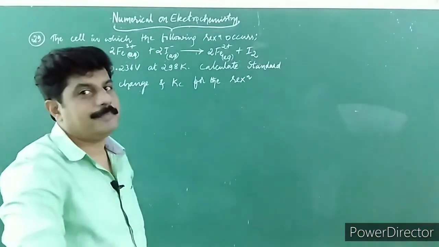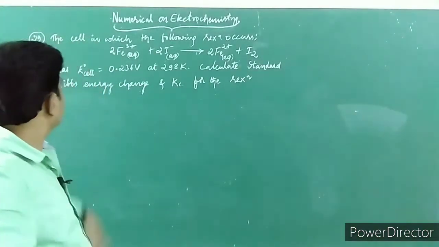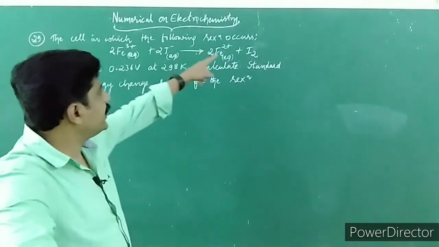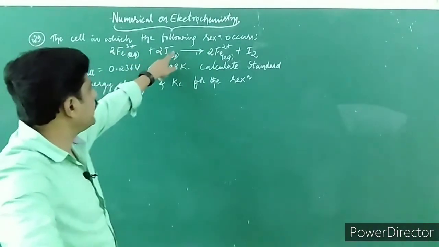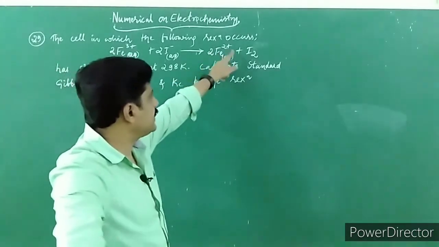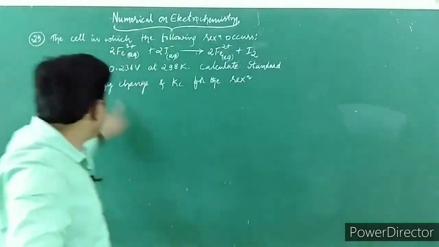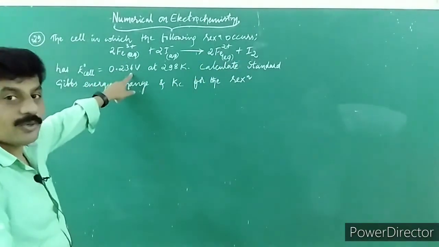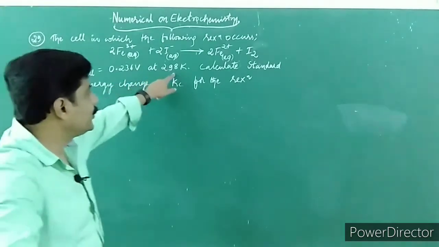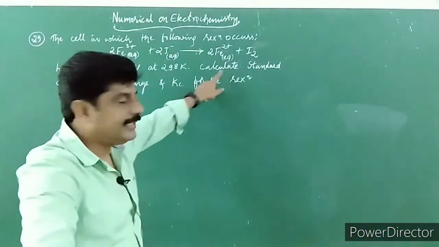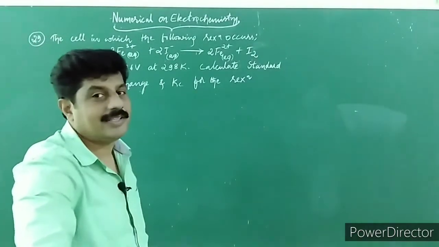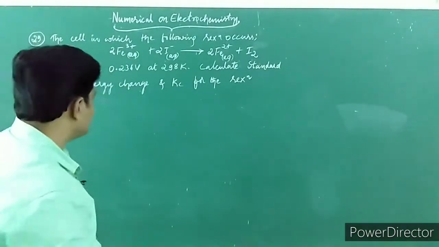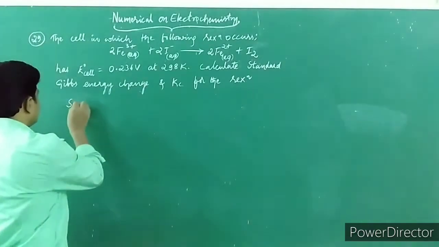Children, let me take up the next numerical for you. The cell in which the following reaction occurs, 2Fe3+ + 2I- giving rise to 2Fe2+ + I2, has E naught cell equal to 0.236 volts at 298 Kelvin. Calculate the Gibbs energy change and equilibrium constant for the reaction. Let me solve this numerical for you, children.